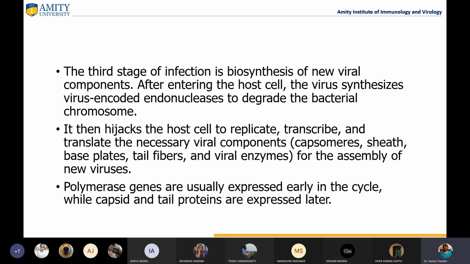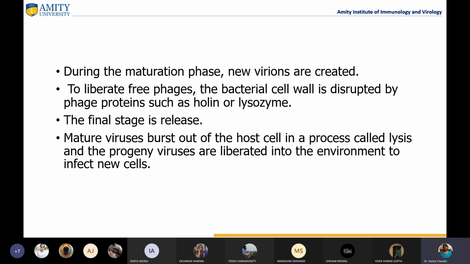Now, polymerase enzymes are usually expressed early in the cycle, while capsid and tail proteins are expressed in the later part. So during the maturation phase, new virions are being created. Now, to liberate the free phages, the bacterial cell wall is again disrupted by phage proteins, could be a choline or a lysozyme. Now, the final stage is release. Mature viruses burst out of the host cell. That means they kill the host cell in a process called lysis, and progeny viruses are liberated into the environment to infect new cells.